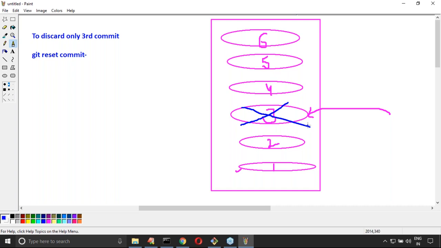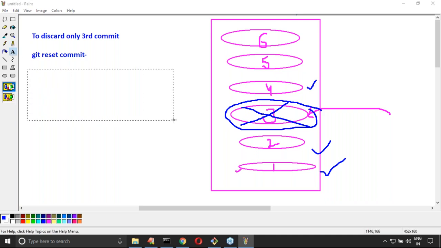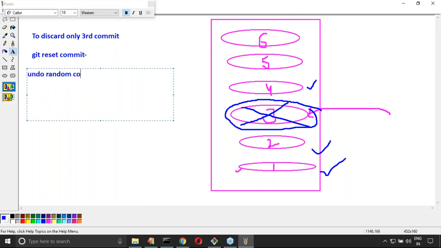Take very special care. Can you please tell what is the way to do that? I want to remove only this one. I want one, I want two, and then I want 4, 5, 6, but only this particular commit I want to ignore. Which command do we require to use? Take a bit of special care. Such a random commit, I want to undo.